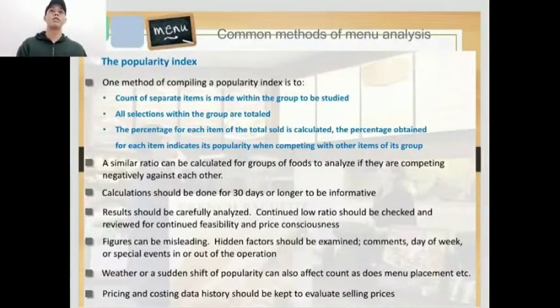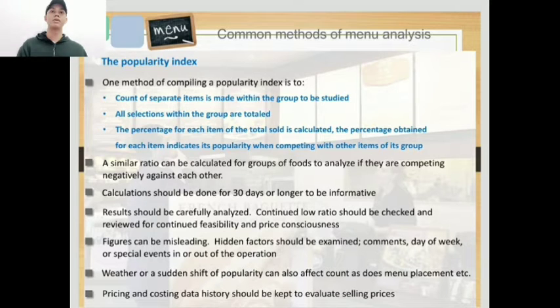Next, one method of compiling a popularity index is to count the separate items sold within the group to be studied. All selections within the group are totaled. The percentage for each item of the total sold is calculated. The percentage obtained for each item indicates its popularity when competing with other items of its group. A similar ratio can be calculated for groups of foods to analyze if they are competing negatively against each other. Calculations should be done for 30 days or longer to be informative.